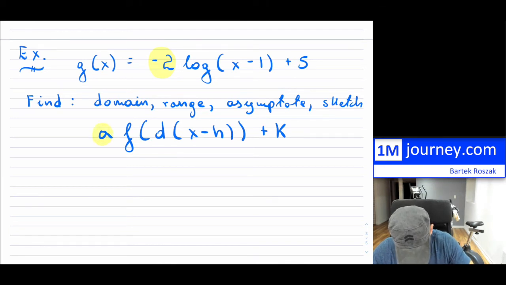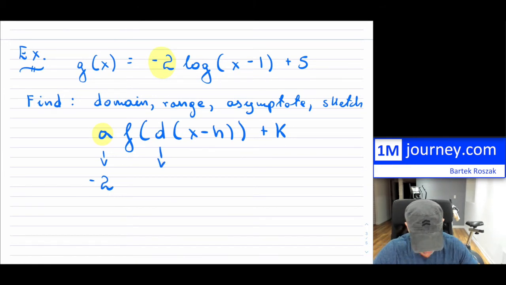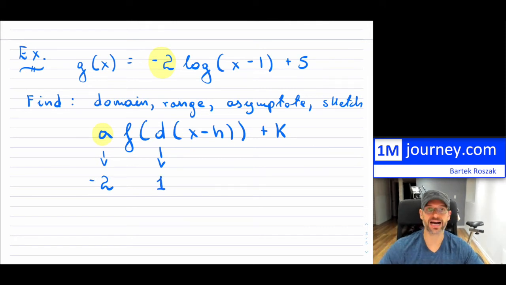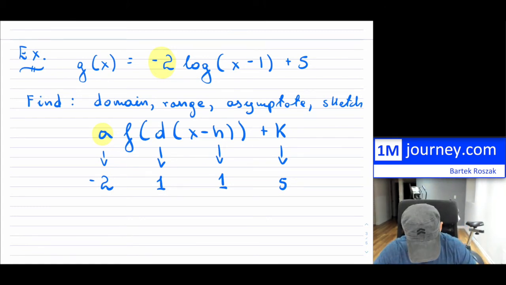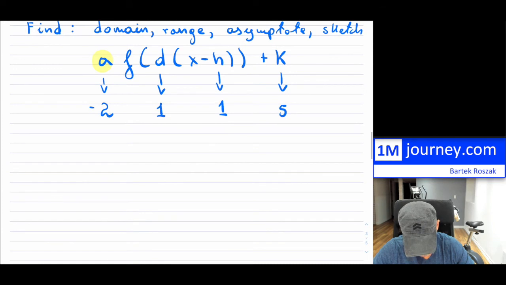My a looks like -2. My d right here, notice it's x minus 1, so d is actually 1. So there's not going to be anything happening in the x. My h right here is actually 1 as well, so it's going to get shifted to the right. And then my k looks like a 5, so it's going to be moved up. So let's see what happens, and if I can sketch it, then talk about the domain, range, and the asymptote.